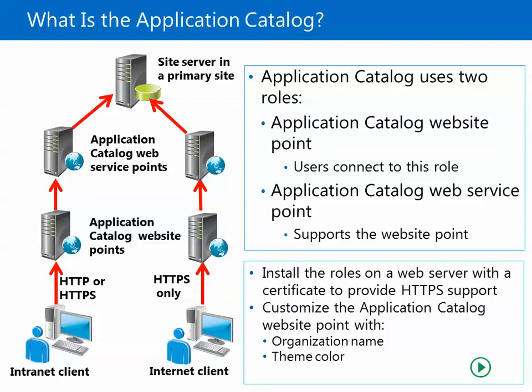See, these are the two roles. What the first one does is, users will connect to this role; in the console, all your applications are listed, what all applications you have made available will be listed in the web browser for the users. Generally when users connect, that time this role will be used. The web service point supports the website, the designing of the website of your application catalog, so that will be supported by this role. Clear?